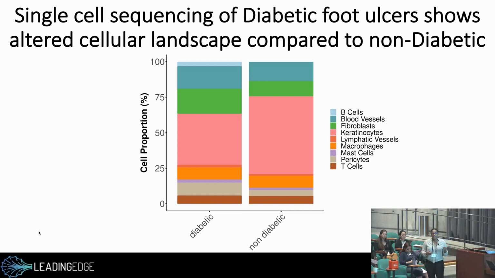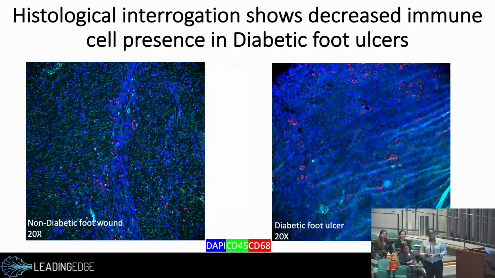So thinking about the other techniques I'm using to interrogate this tissue, I turn to histology. I've shown here non-diabetic foot wound tissue and diabetic foot ulcer tissue. You'll notice that CD45, really beautiful green stain, CD68 positive macrophages in red, whereas in the foot ulcer tissue, we see hardly any CD45, but we do see spots of macrophages. So this poses a lot of questions about what's happening with the immune system.